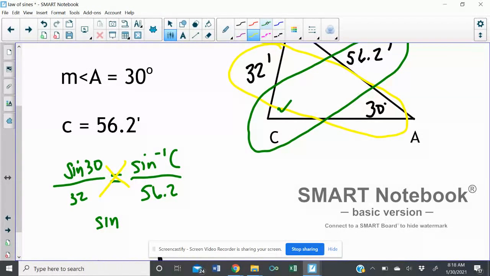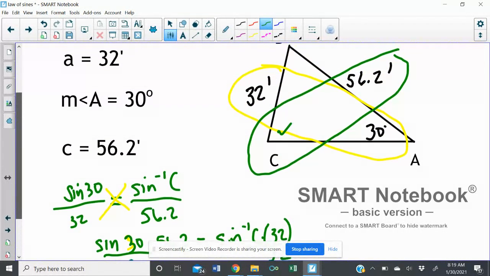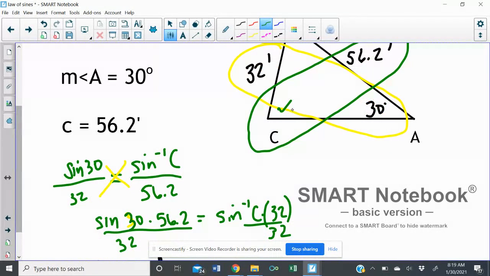cross, right? Sine of 30, oops, sorry, sine of 30 times 56.2 equals sine C times 32. I'm going to divide both sides by 32. Okay. And for our first one, for angle C, you should get 61.4 degrees.